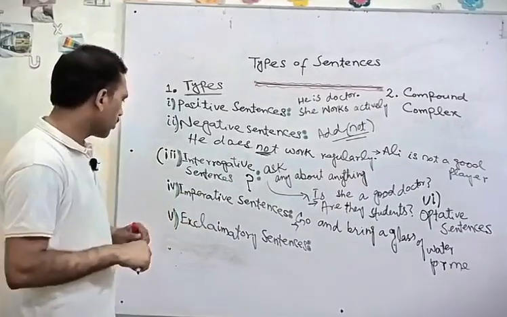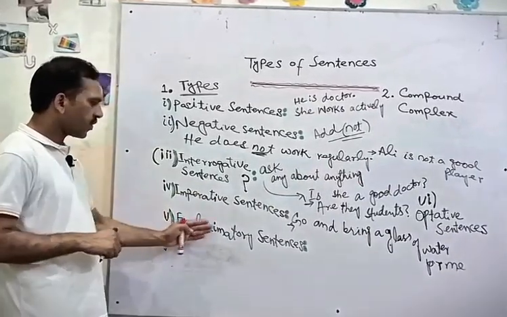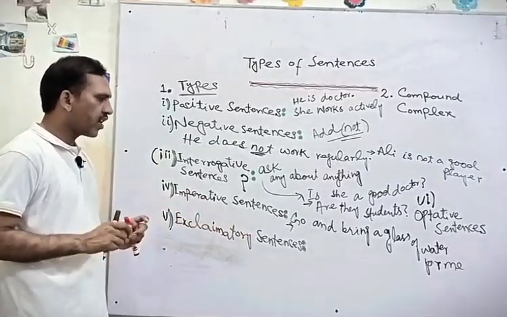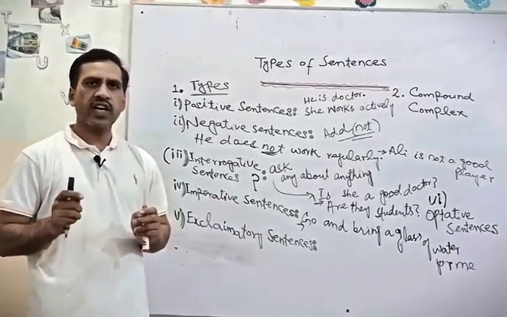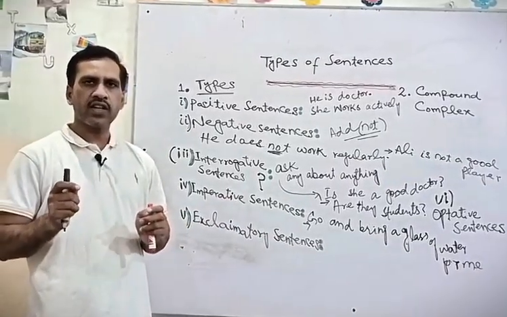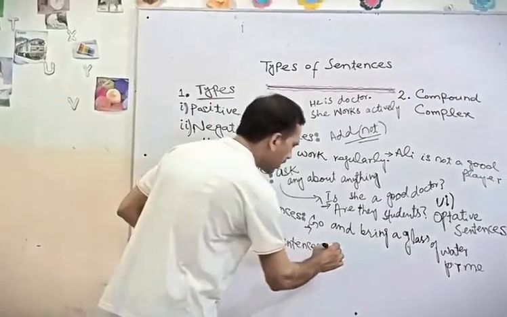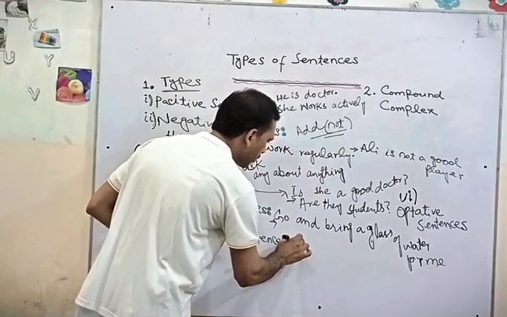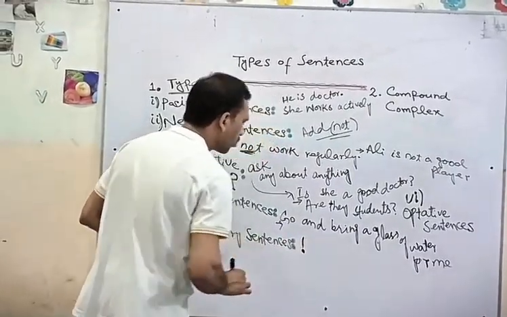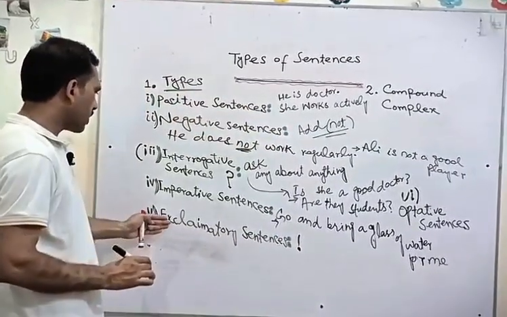The next type is exclamatory sentences. Exclamatory sentences are those sentences in which the sign of exclamation is used. So this is the sign of exclamation. This is the sign of exclamation. Let's see an example of this type of sentences.